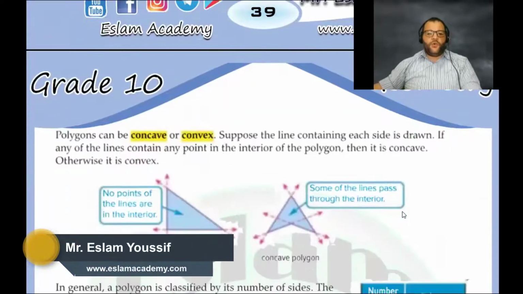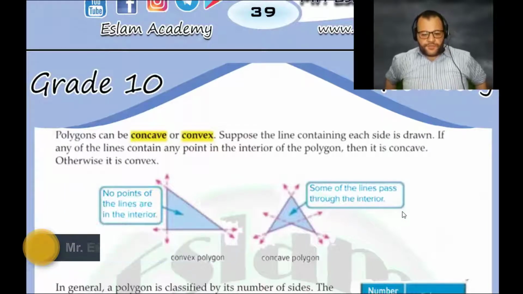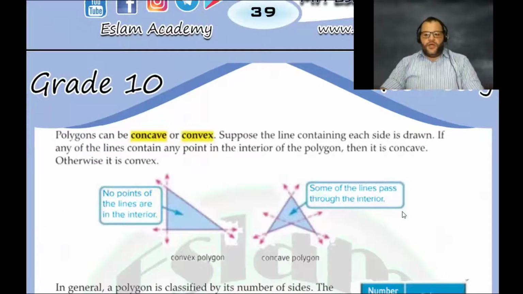So now for the convex and the concave polygon. If there is no point of intersection inside the shape, or if you measure any interior angle, its measure will be less than 180. That's defined as a convex shape. The measure of angle number 1, angle number 2, angle number 3 is less than 180. The measure of each interior angle must be less than 180 degrees.